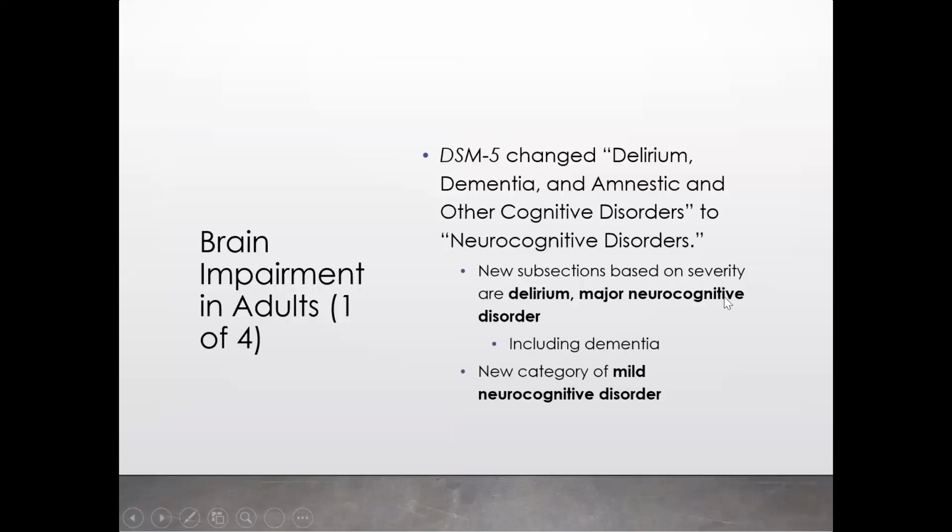So when we're looking at the DSM-5 and how that has changed since the DSM-4, disorders such as delirium, dementia, and amnestic and other cognitive disorders now fall under that umbrella of neurocognitive disorders. So all of those other disorders are now under that umbrella. This also includes dementia, and we'll be talking about Alzheimer's disorder a little bit further as we go through the chapter.